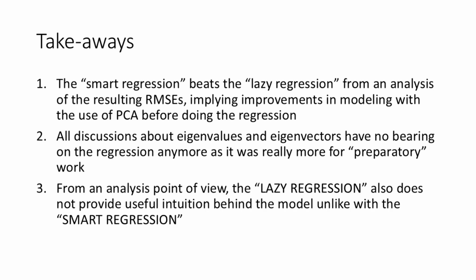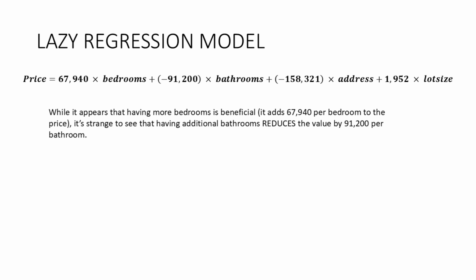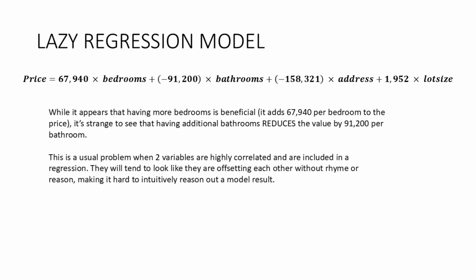From an analysis point of view also, the lazy regression does not provide useful intuition behind the model, unlike with the smart regression. For example, here's the lazy regression model. While it appears that having more bedrooms is beneficial as it adds 67,940 per bedroom to the price, it's strange to see that having additional bathrooms reduces the value by 91,200 per bathroom. This is a usual problem when two variables are highly correlated and are included in a regression. They will tend to look like they are offsetting each other without rhyme or reason, making it hard to intuitively reason out a model result.